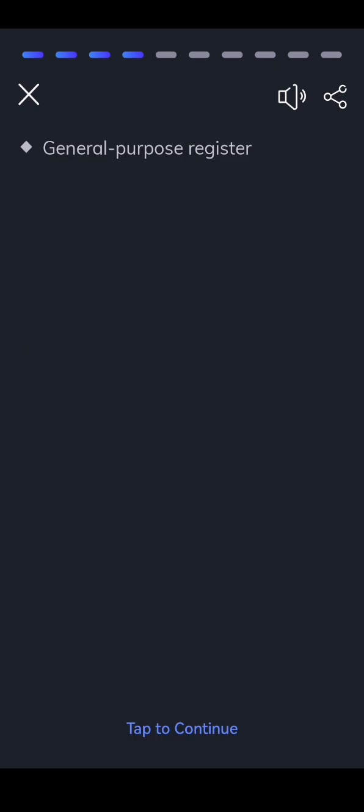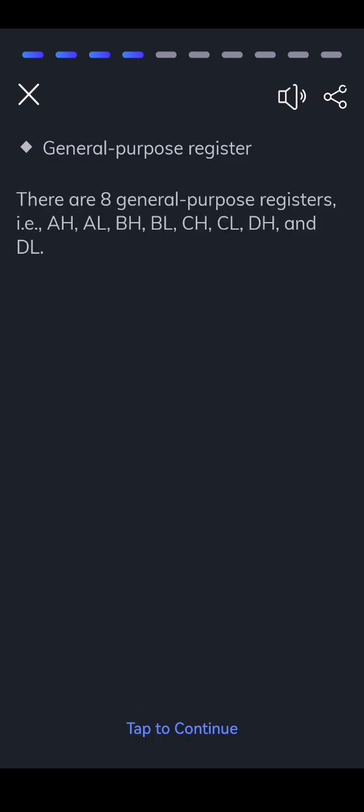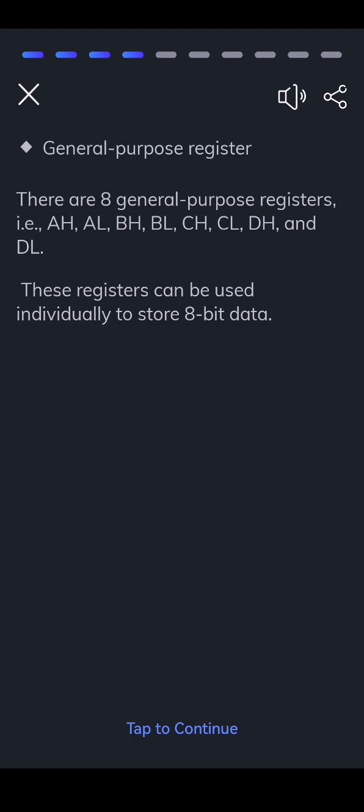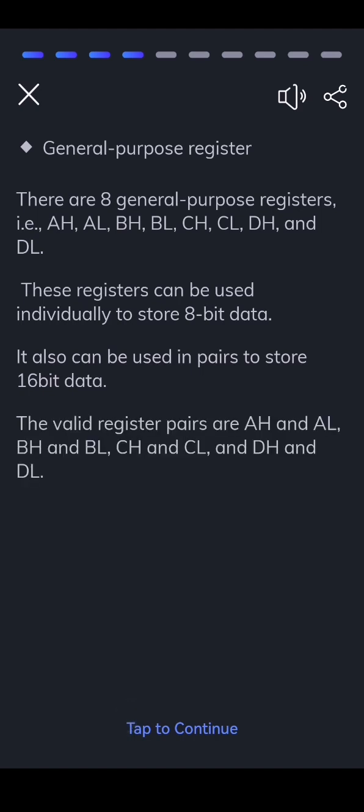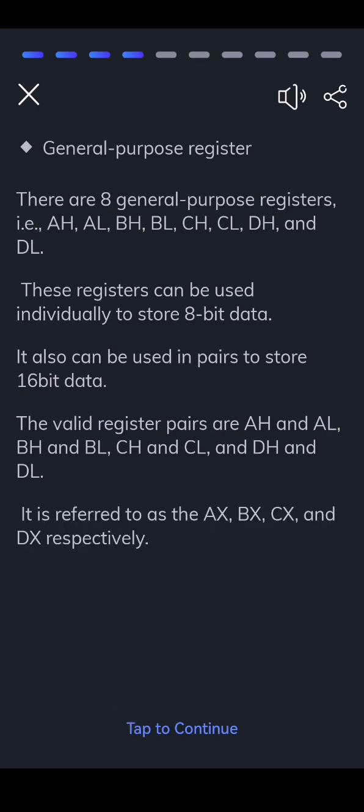General Purpose Registers. There are 8 general purpose registers, i.e., AH, AL, BH, BL, CH, CL, DH, and DL. These registers can be used individually to store 8-bit data. They can also be used in pairs to store 16-bit data. The valid register pairs are AH and AL, BH and BL, CH and CL, and DH and DL. They are referred to as AX, BX, CX, and DX respectively.